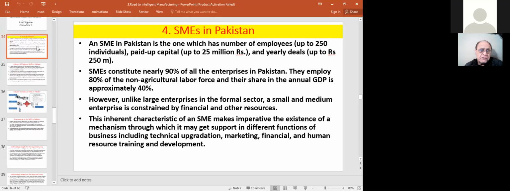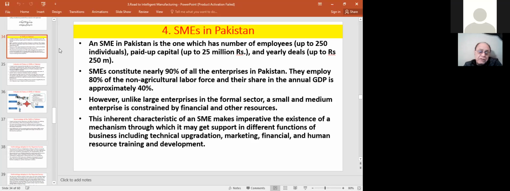In the next chapter, we have a survey of small to medium enterprises in Pakistan. What do we call a small and medium enterprise? Definition: a small and medium enterprise is one which has a paid-up capital of up to 25 billion rupees, and it yearly deals up to 250 billion rupees.